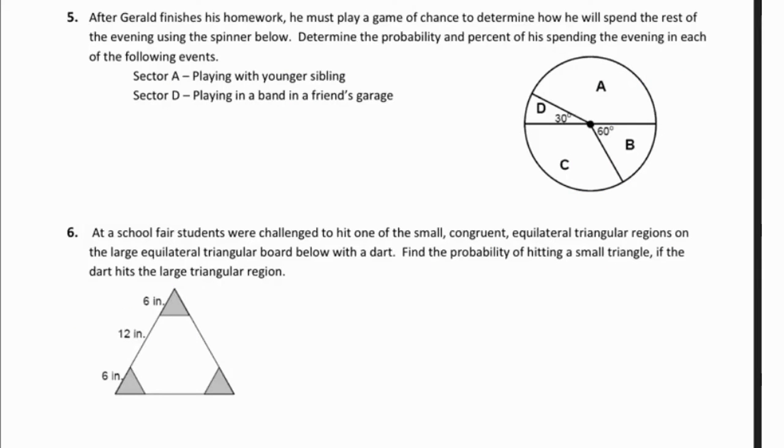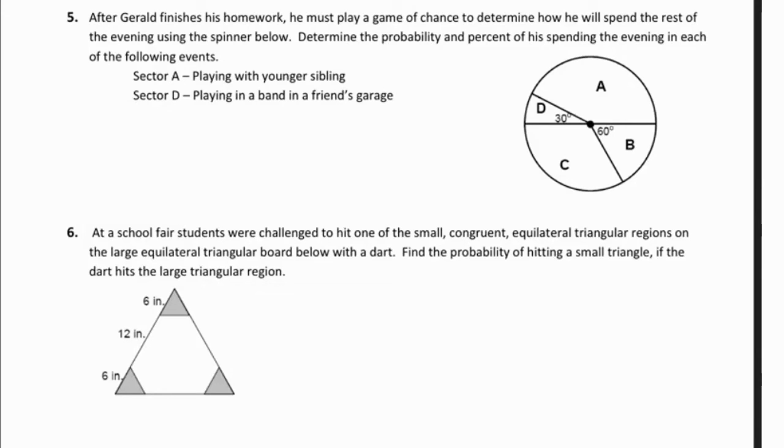Another way of looking at this is by using degrees here. So right now, if you look here, it says after Gerald finishes homework, he must play a game of chance to determine how he will spend the rest of his evening using a spinner below. We need to determine the probability and percent of his spending the evening in each of the following events. So sector A is playing with your younger sibling, or sector D, playing in a band in a friend's garage.